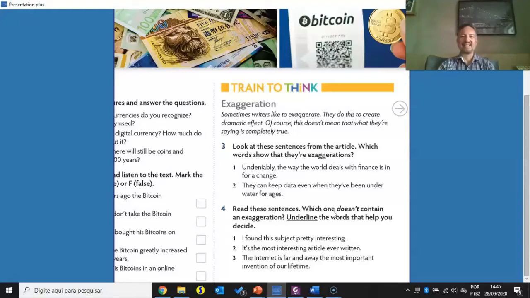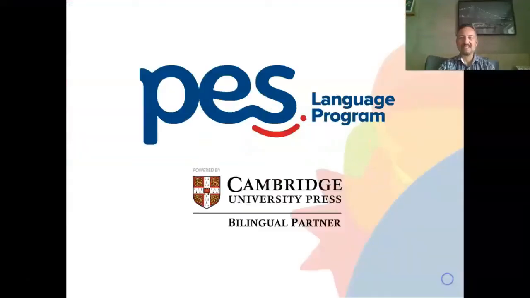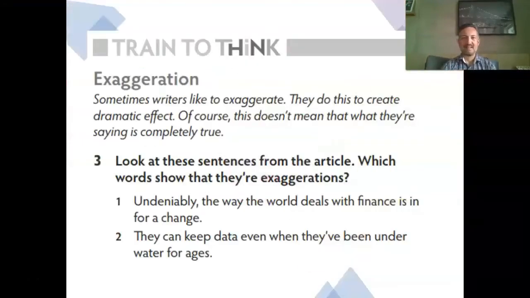Think about it, okay? So let's take a look here. We have this, and we have this. What do you think? This one is the first. So undeniably, the way the world deals with finance is in for a change. Of course, the author is not 100% sure that this is undeniable. Nobody can deny. But he uses this word undeniably to make the exaggeration and to create the dramatic effect, okay?